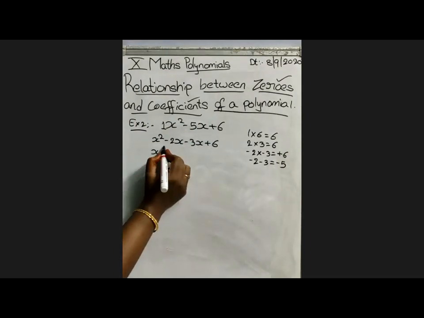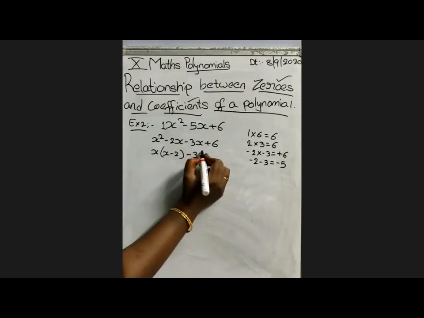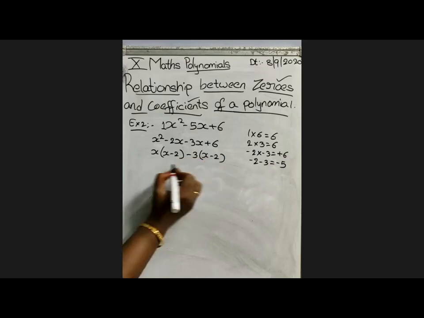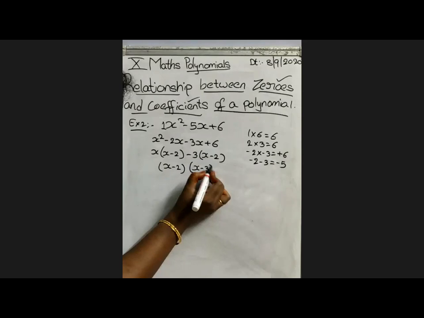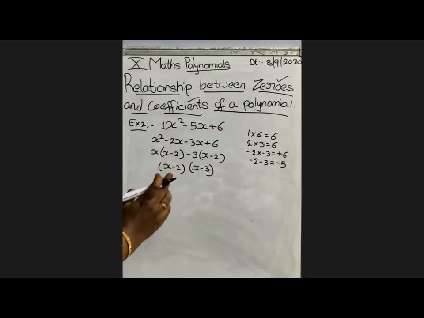x we can take common: x minus 2. Minus 3 we can take common: x minus 2. So (x minus 2)(x minus 3). So the factors of x squared minus 5x plus 6 are x minus 2 and x minus 3. Now we have to find the zeros of this polynomial.